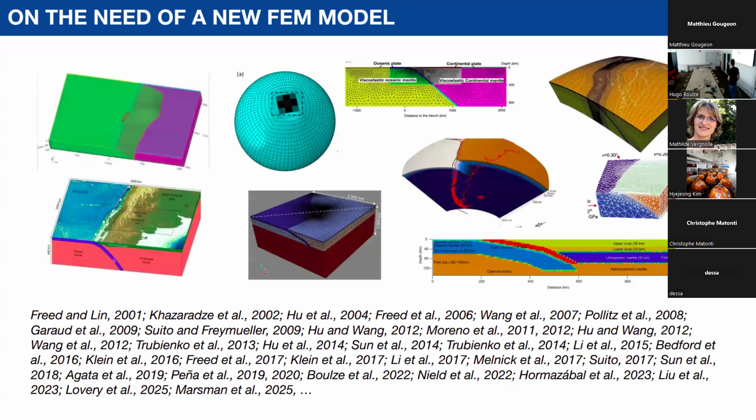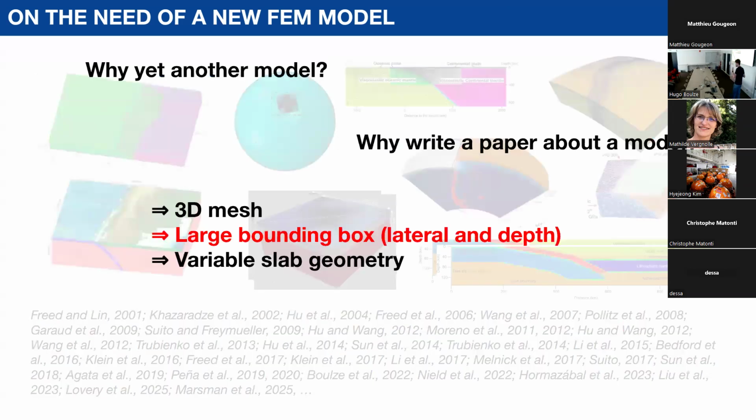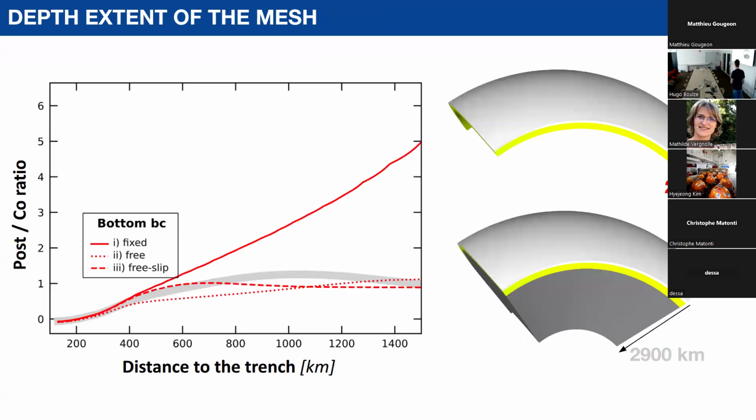So why is it a problem when you have a shallow bounding box? When you have a mesh that is only 500 kilometers deep, and you are looking at deformation thousands of kilometers from the trench. Here is the reason. It's a test where we are playing with the depth of the finite element mesh, and we are also playing with the boundary conditions we are applying at the bottom of the mesh here.